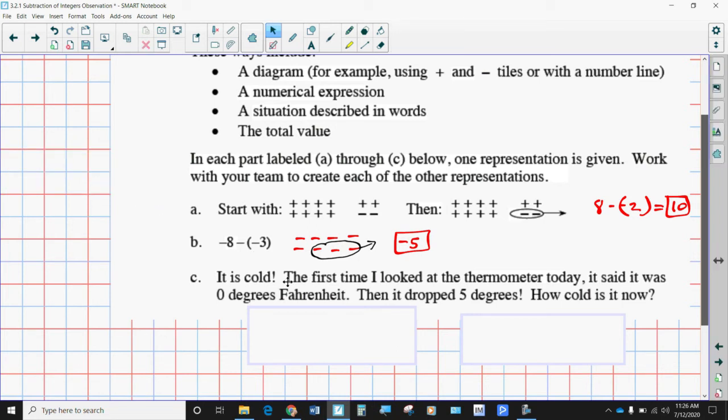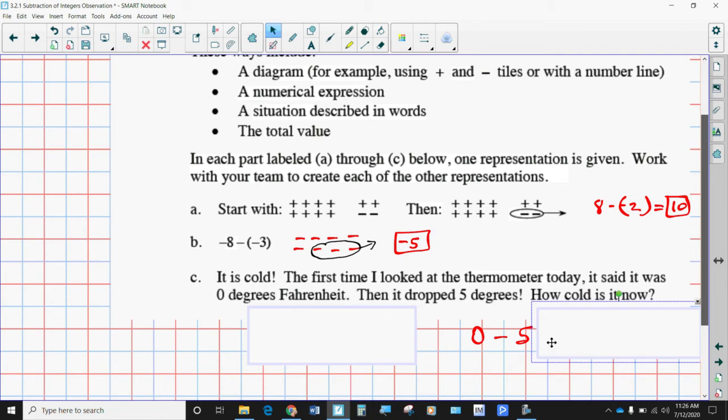And then in the last situation, it is cold. The first time I looked at the thermometer today, it said 0 degrees Fahrenheit. Then it dropped, or went down, 5 degrees. So if you think about that, we started at 0 and took away 5, it dropped 5 degrees. So that means that our new temperature must be -5, correct?